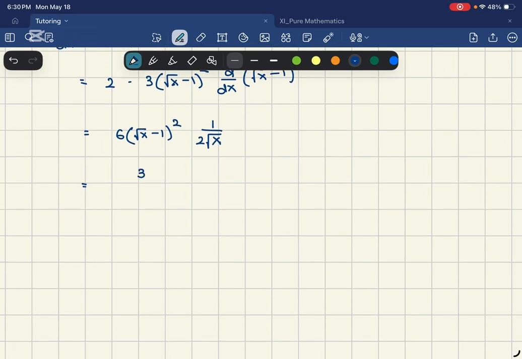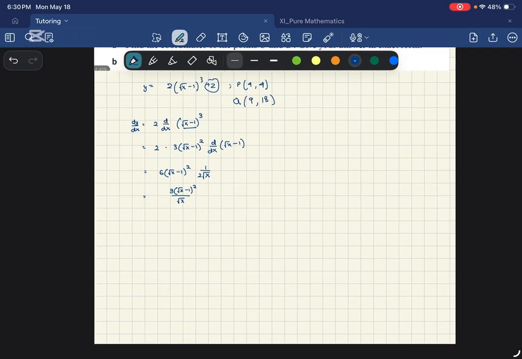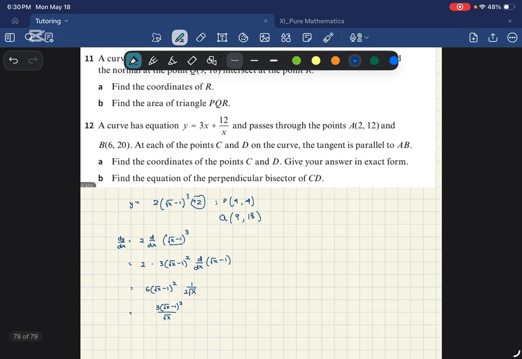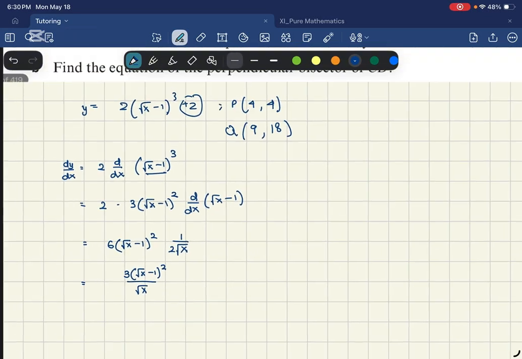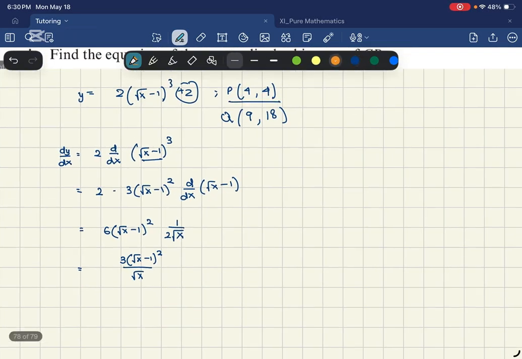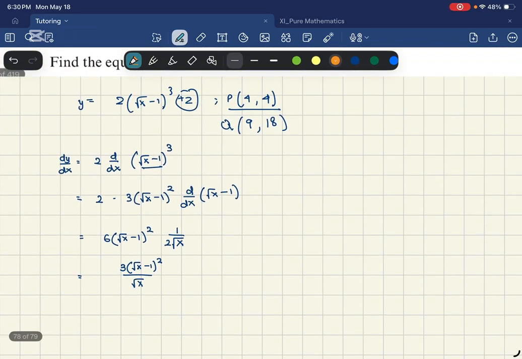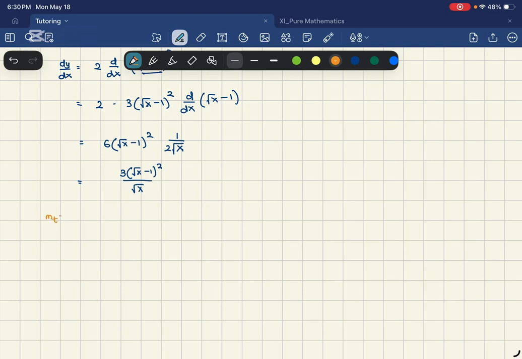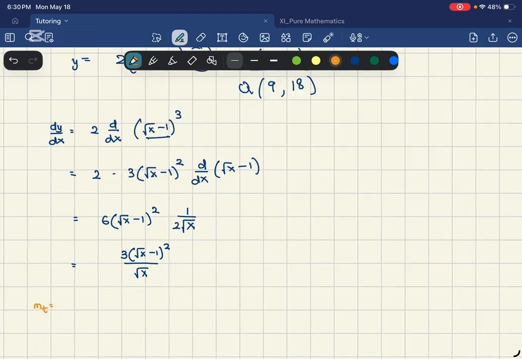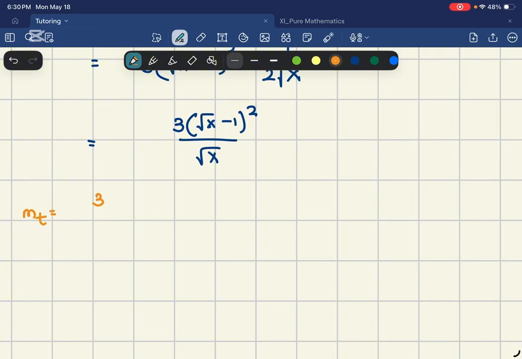And if you simplify, you are going to get this expression overall. 6 divided by 2 is 3, and then you have this in the numerator, and you have this in the denominator. All right. So now you want to substitute this point here. So now the slope of the tangent line when x is equal to 4, right? That is the first coordinate. If you substitute 4 here, you're going to get 2 minus 1 squared divided by 2, right? So that is just 3 over 2, I believe.